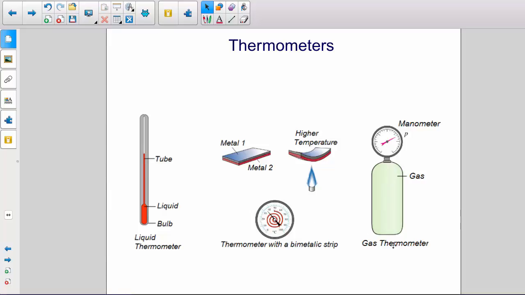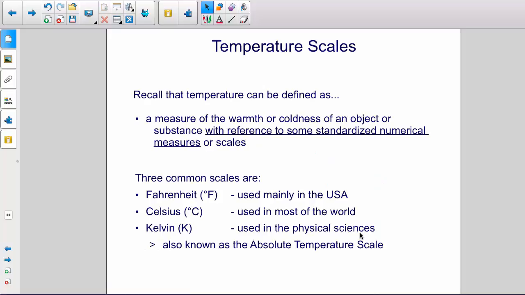And finally, we have a gas thermometer. As the gas increases in temperature, its pressure increases. This registers on a manometer or pressure gauge, and that in turn can be calibrated to temperature. The thermometers that we've just described undergo a physical change, a contraction or expansion, with temperature. But how do we connect these changes to a temperature scale?